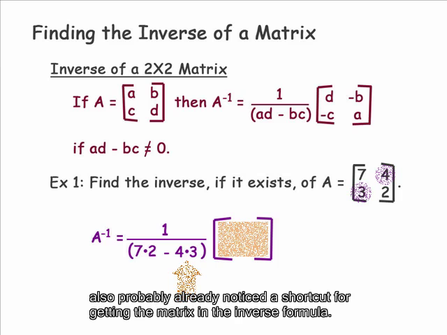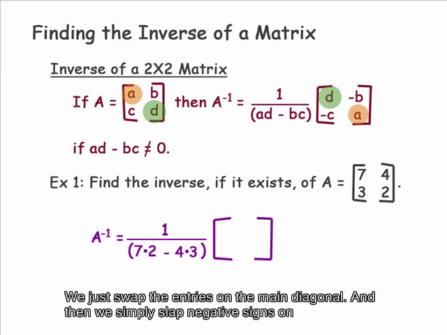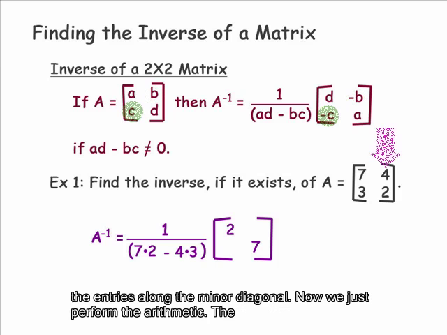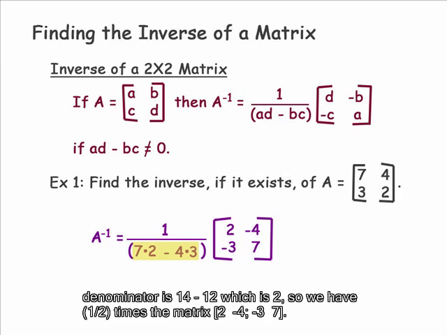You also probably already noticed a shortcut for getting the matrix in the inverse formula. We just swap the entries on the main diagonal and then we simply slap negative signs on the entries along the minor diagonal. Now we just perform the arithmetic. The denominator is 14 subtract 12, which is 2.